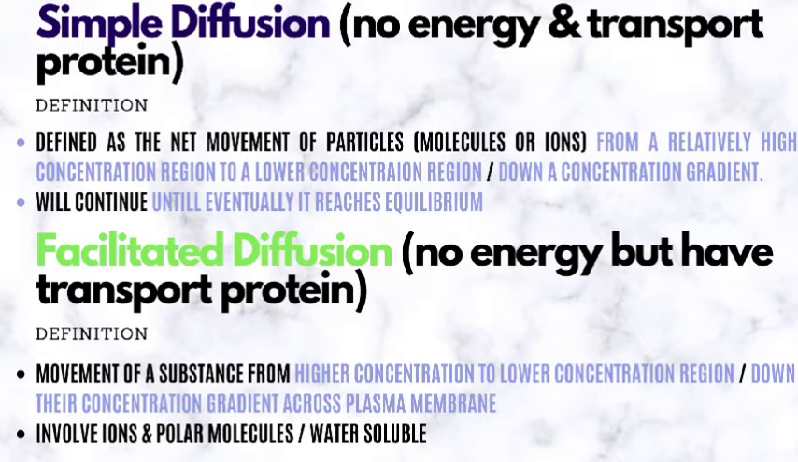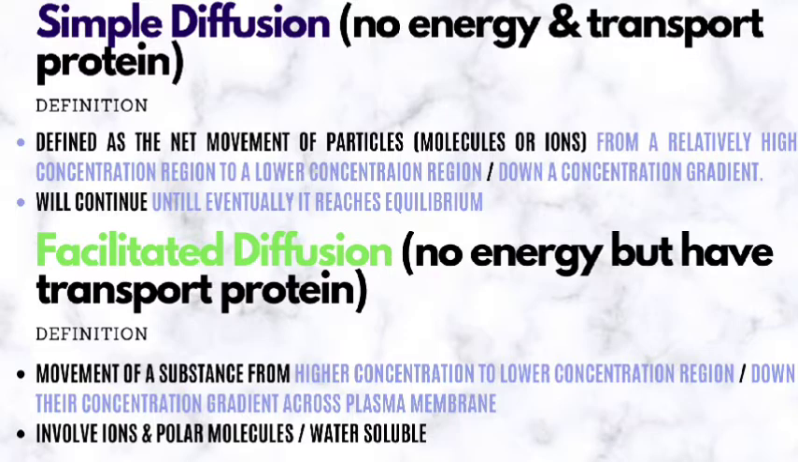The first one is simple diffusion, which doesn't need energy and transport protein's help. And the second one, facilitated diffusion, also doesn't need energy but has transport protein. Simple diffusion is defined as the net movement of particles, which are molecules or ions, from a relatively high concentration region to a lower concentration region or down a concentration gradient. It will continue until eventually it reaches equilibrium.